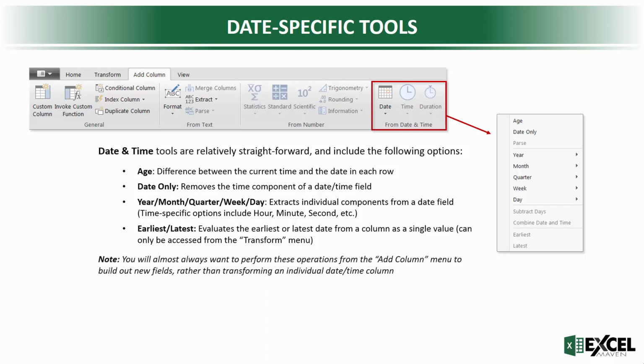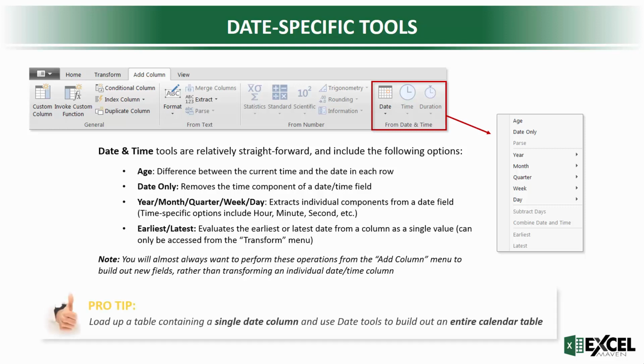Quick note here, you will almost always want to perform these operations from the Add Column menu to build out new fields. Otherwise, it doesn't generally make as much sense to pull in a daily level column and then just overwrite that with month or quarter or year. So that's what we're going to do here. Quick pro tip, we're going to load up a table containing just a single date column and then use these date tools to build out an entire calendar table in just a matter of minutes.